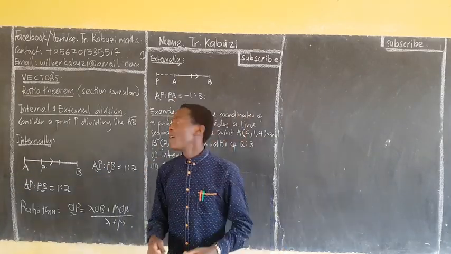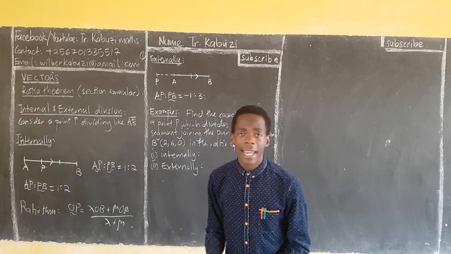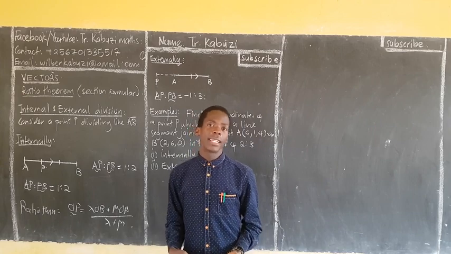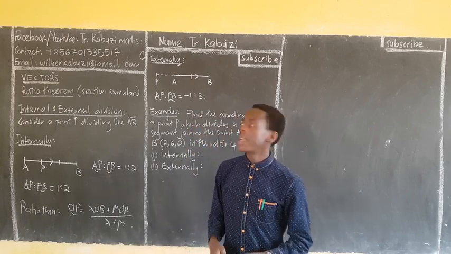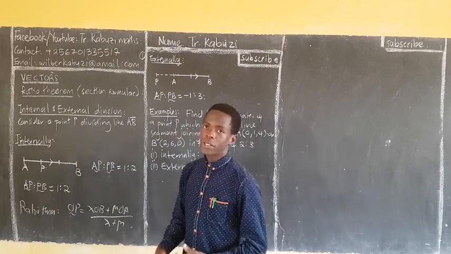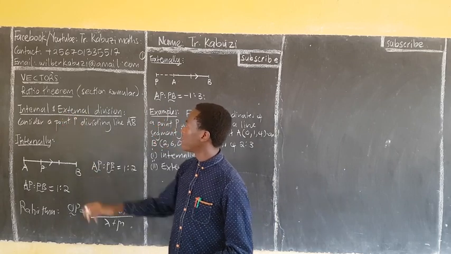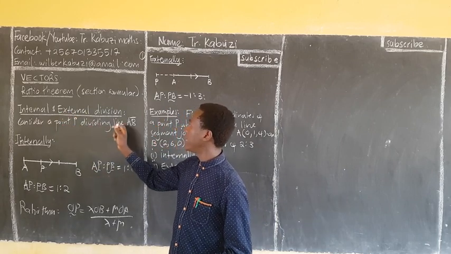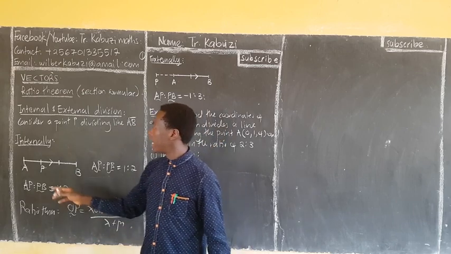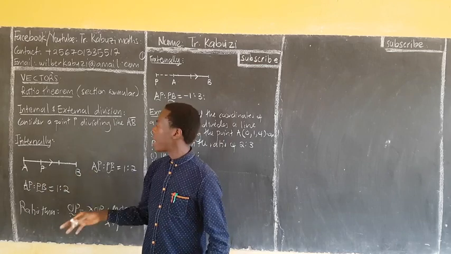Okay, members, today we are going to see a point dividing a line segment internally and also a point dividing a line segment externally. Remember, this one is a part of the ratio theorem. Now, the internal and external division: consider point P dividing the line segment AB. If it's internal, this P will be inside AB as you see.